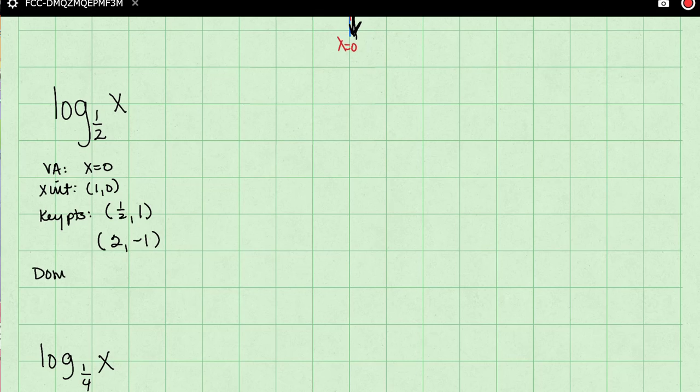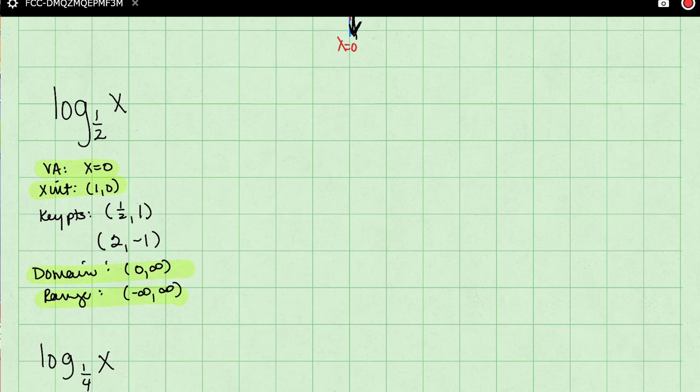Domain and the range, those are always the same thing. So if you think about it, vertical asymptote, horizontal asymptote, domain, and range, they're always the same for that basic log base b of x graph. Again, we're not doing any transformations or anything. We're just keeping it basic. The only thing that's going to change up is your key points and whether it's increasing or decreasing.